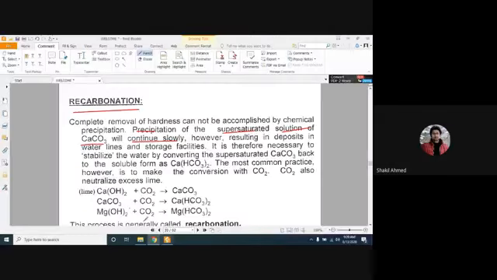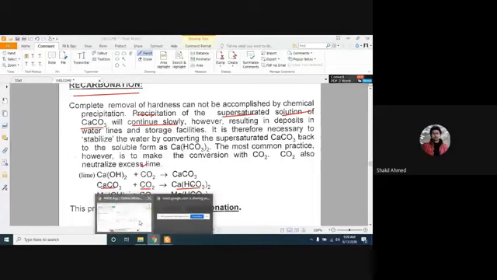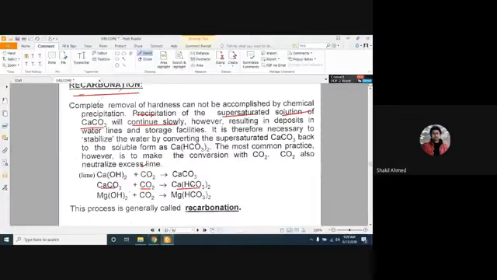You can reverse it by using carbon dioxide. So you have calcium carbonate, using carbon dioxide it will be calcium bicarbonate again, and that's how you minimize the chance of deposition in your pipe. Okay, that's called recarbonation. Recarbonation, adding carbon dioxide.